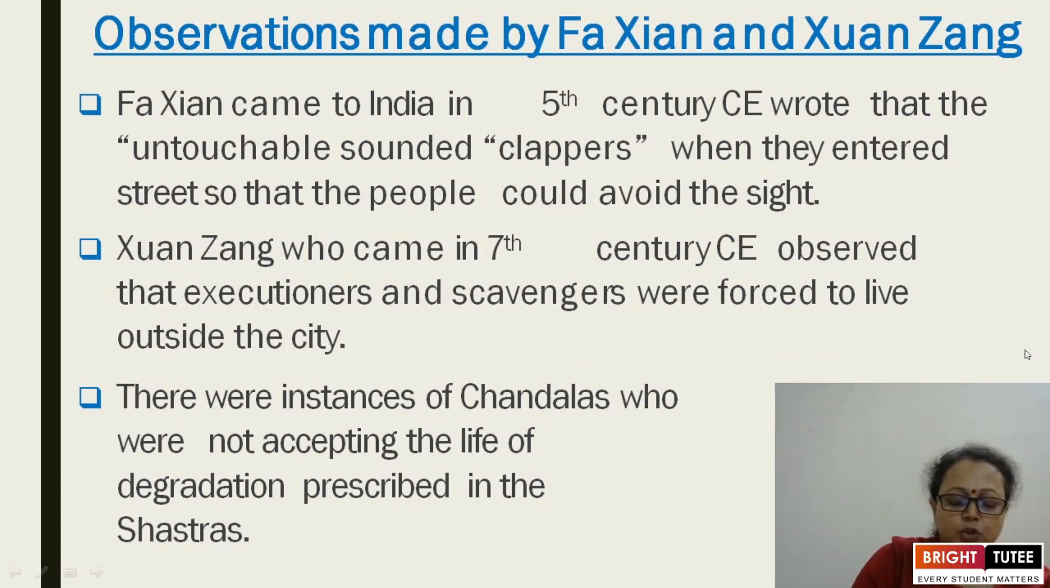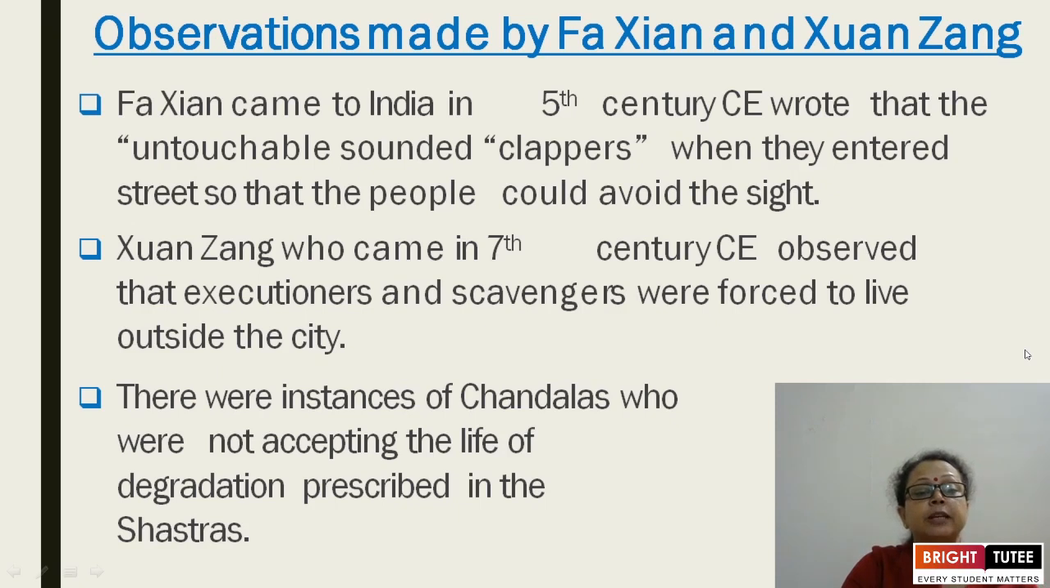Then there are the observations made by the foreign travelers who visited India in the 5th century CE and wrote about the untouchables. Just now we have discussed that they are not supposed to come out even when the sun sets. So in the dark, in the night, they are not supposed to come out. And what Faxian and Xuanzang observed while they were visiting India to do research on Buddhism and to learn about the Buddhist texts: during their visit to India, they were very surprised about this social order.